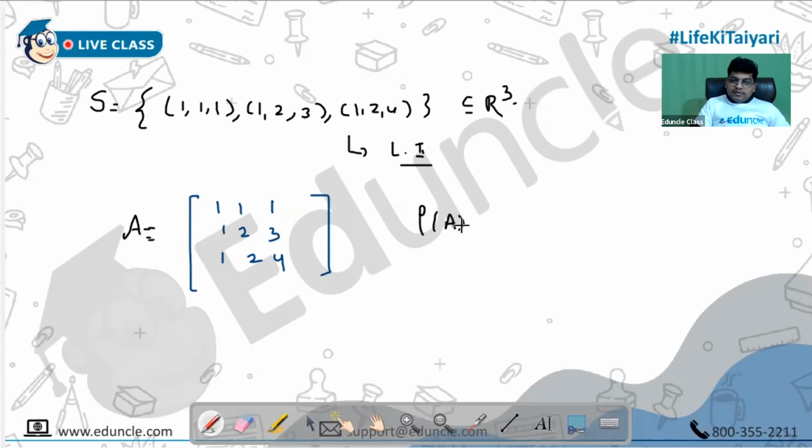If the rank of the matrix is equal to the dimension of R cube, that is 3. Sorry, what I'm saying is, is this set LI or not? If you find the rank is 3, the rank is 3, it means this set is LI.